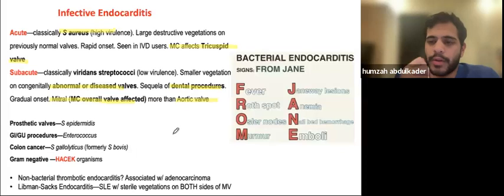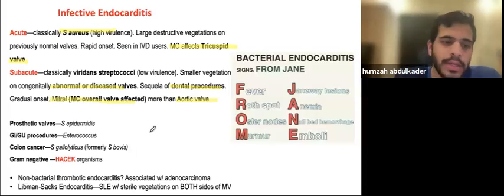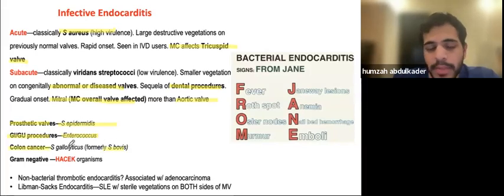Now some other things that they like to bring from micro: prosthetic valve is associated with Staph epidermidis. GI procedures are associated with enterococcus, and the one that came in our exam is colon cancer with Strep bovis, or, if it's been updated, Strep gallolyticus. Gram-negative is the HACEK organisms. Not as high yield, but definitely good to go over.